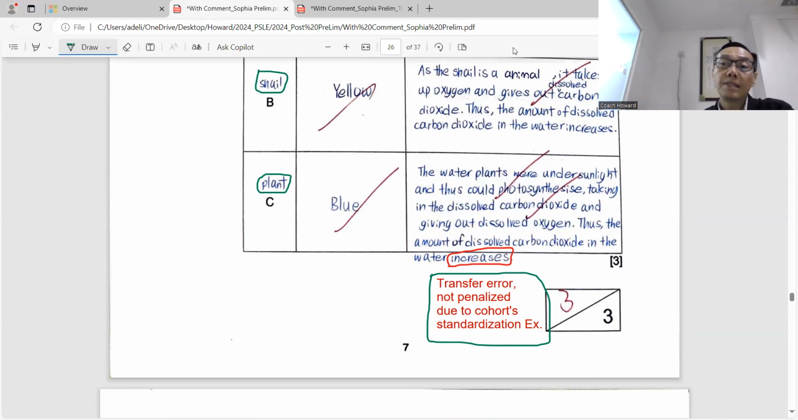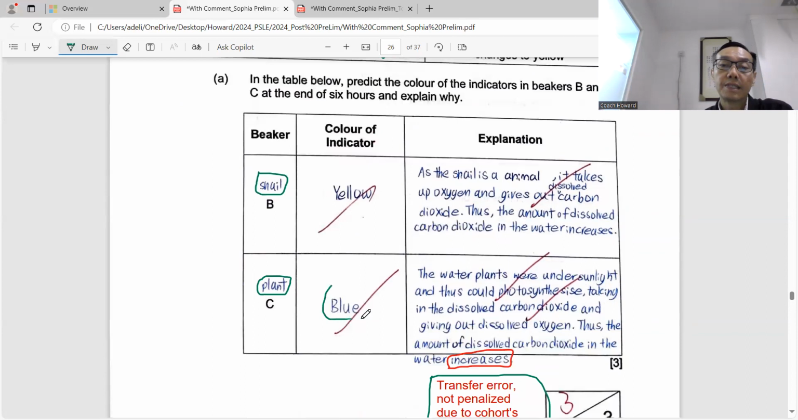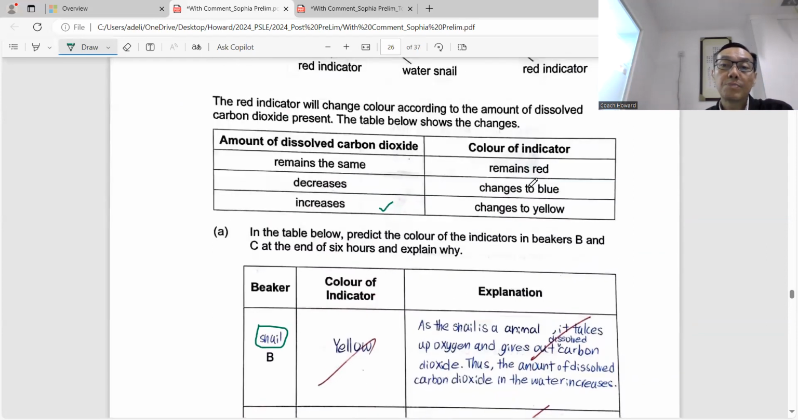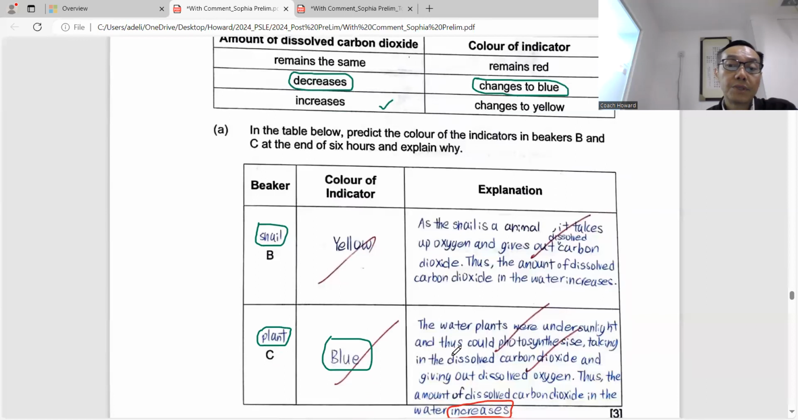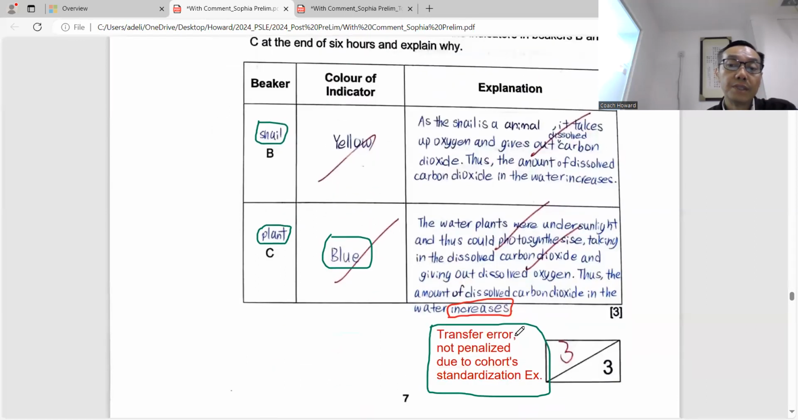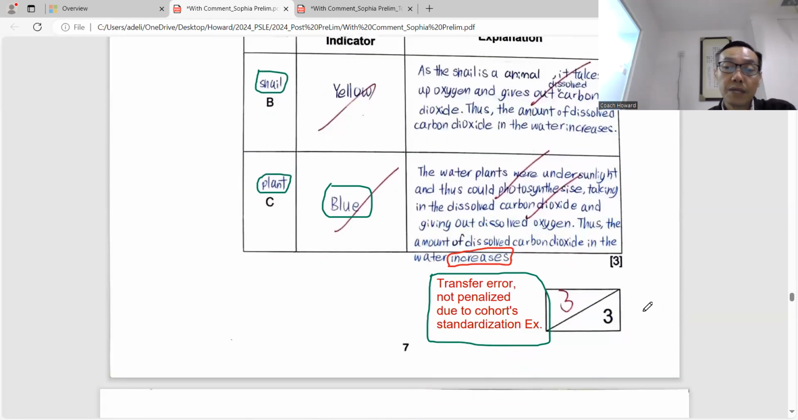But you may ask, why did the teacher give her this mark? The reason is very simple. If you look here, she indicated blue, correct? And blue corresponds to where? Change to blue, right? And here is decrease. So you see, they also exercise some mercy in helping students to get this mark, because this is considered a transfer error. She explained well, but she transferred this decrease to increase. So that's why this mark is being awarded to this student.